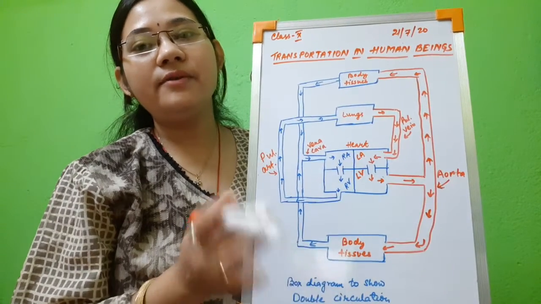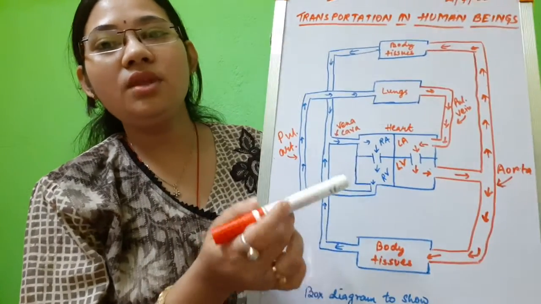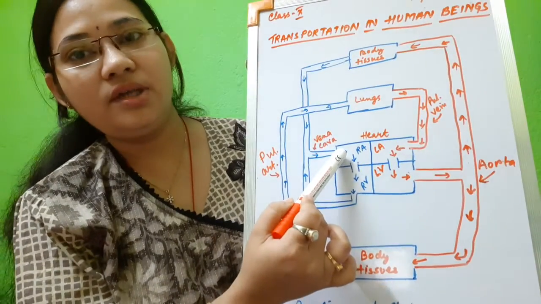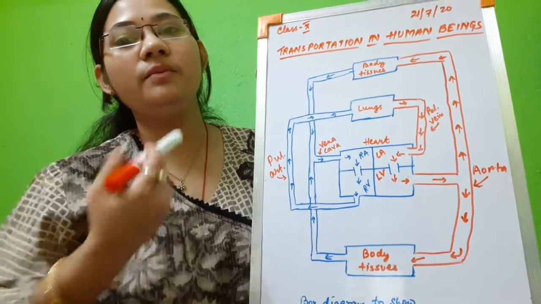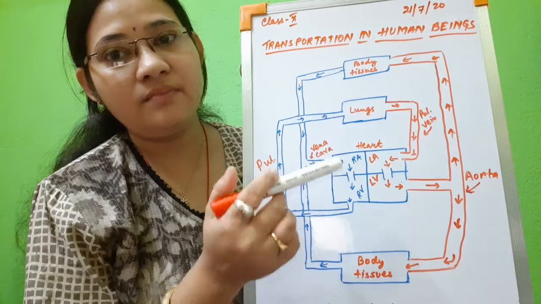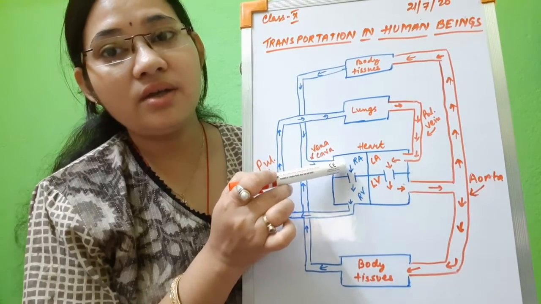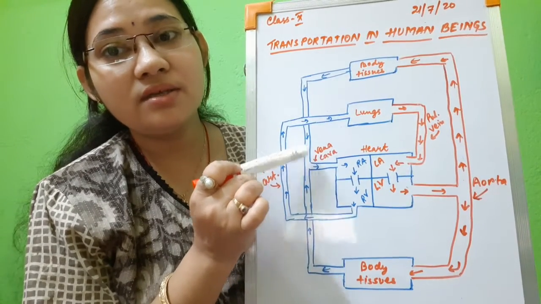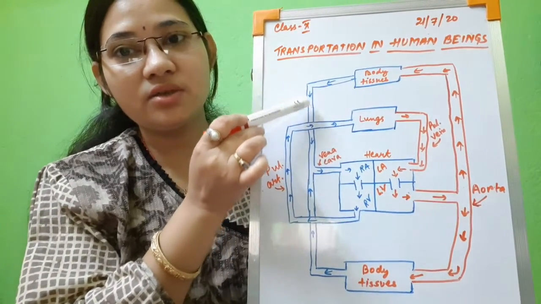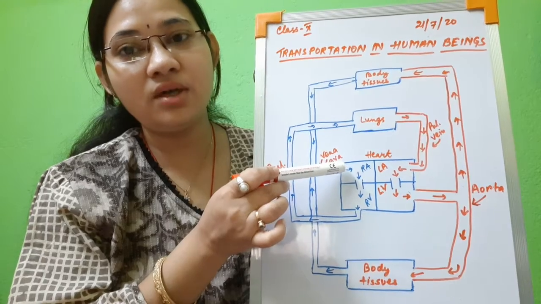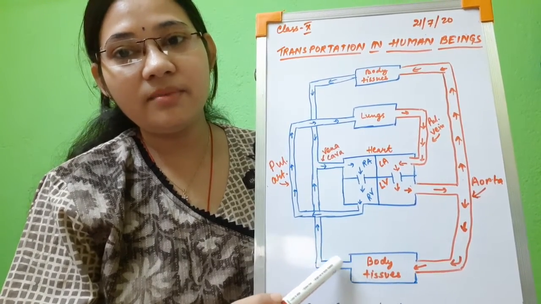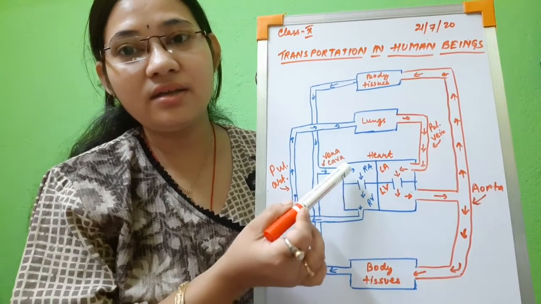Now let us start from any point. Suppose we start from the right auricle, that means the beginning of the heart. We have already practiced the diagram in which we have seen that the right auricle receives deoxygenated blood from the body tissues. So this is body tissue. From here deoxygenated blood comes and supplies it to the right auricle. This side also body tissues, after releasing their carbon dioxide they come and are collected in the right auricle.